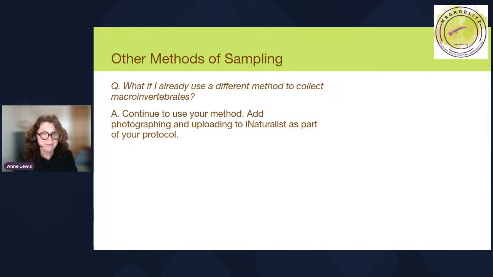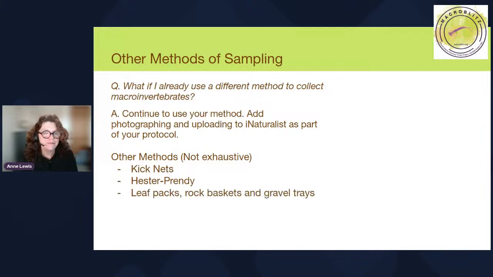That is it. You might be wondering, if you're not familiar with macroinvertebrate sampling, what those other methods might be. And this is a non-exhaustive list: kick nets, Hester-Dendy samplers, leaf packs, rock baskets, gravel trays, buckets, bucket cylinders. These are all other methods that, depending on your study design question, going back to what we talked about at the beginning, could be useful for your project.